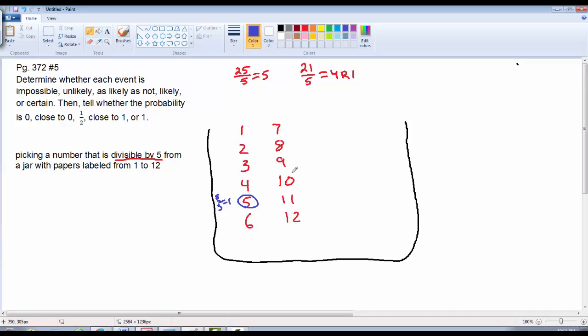Once you get to 10, you can divide that by 5 because 10 divided by 5 is a nice number, 2. There's no remainder, so it means it's divisible. If we go to 11 and 12, you cannot divide those by 5. So in our situation right here, we have two numbers that I have circled. That's the likelihood of the event happening. So there's 2 out of our total, and our total is 12. If we divide that, we end up with 1/6 as our fraction on that one.